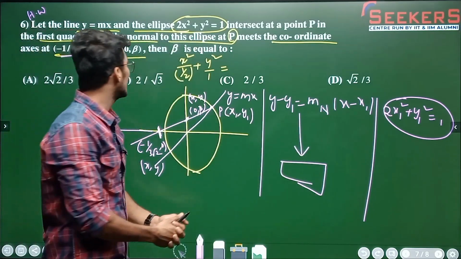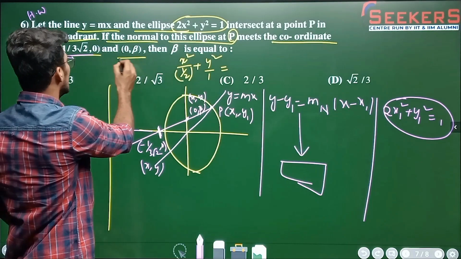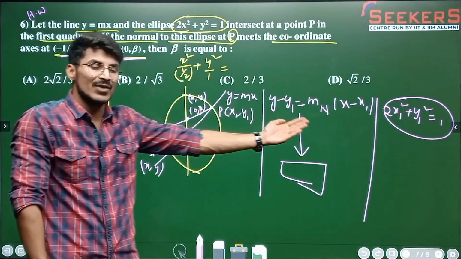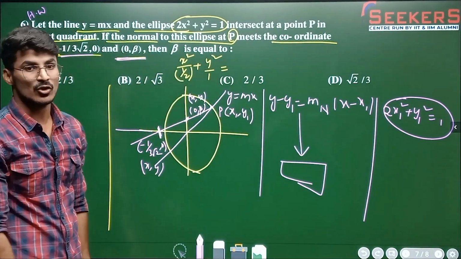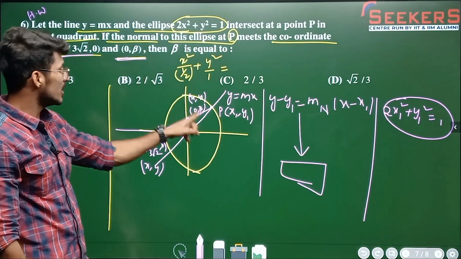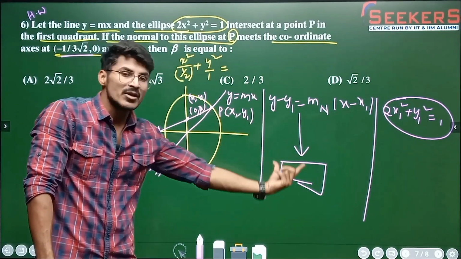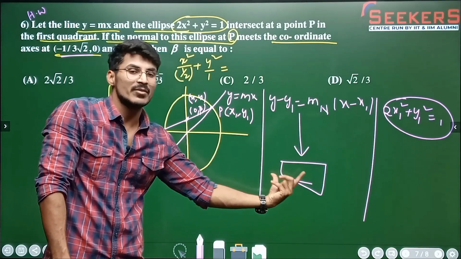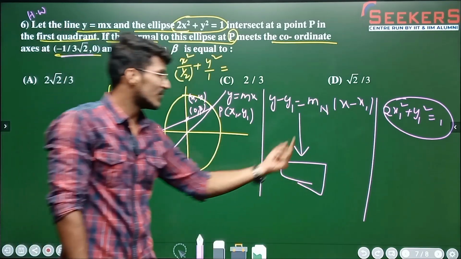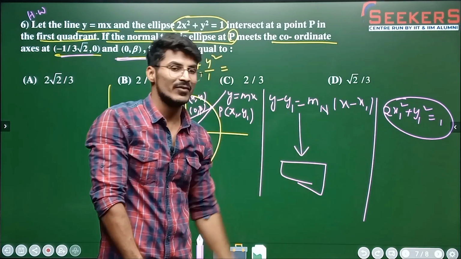If I find the x1 and y1 values, then definitely you will get a relation for 0 comma beta here. Why? Because 0 comma beta passes through the normal, so if I substitute 0 comma beta, one equation would be in terms of beta. So if I find x1 and y1, you can get the beta value very easily.